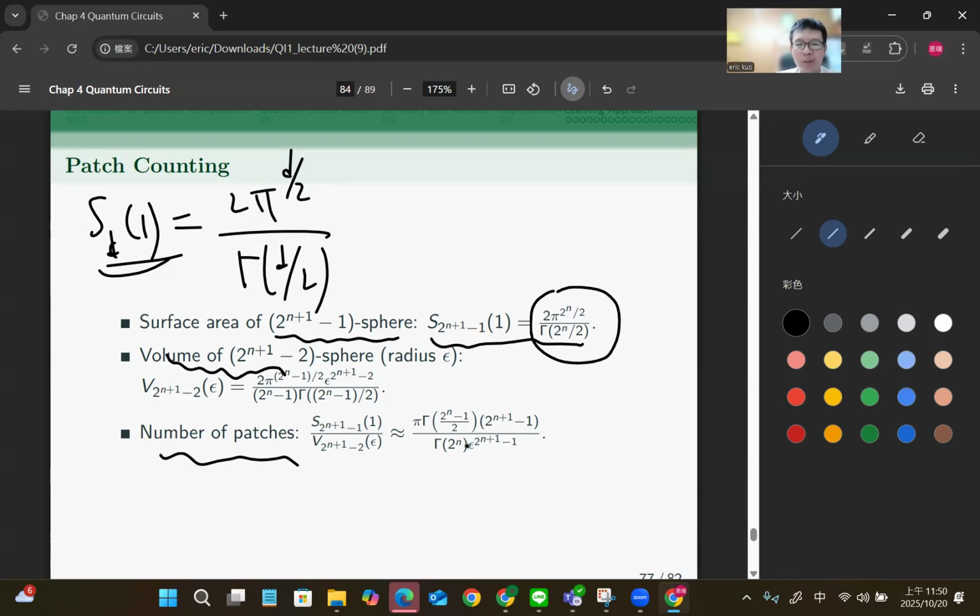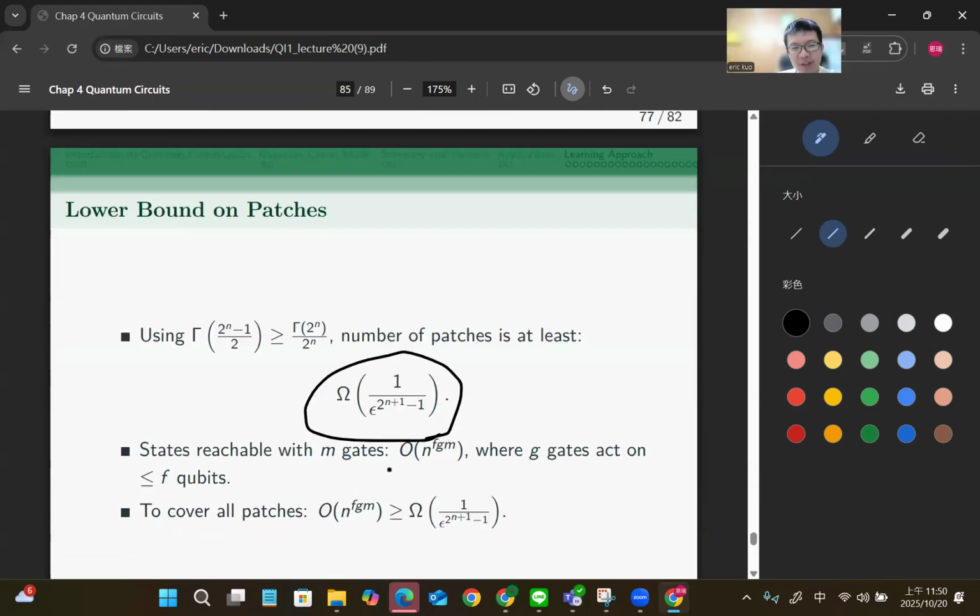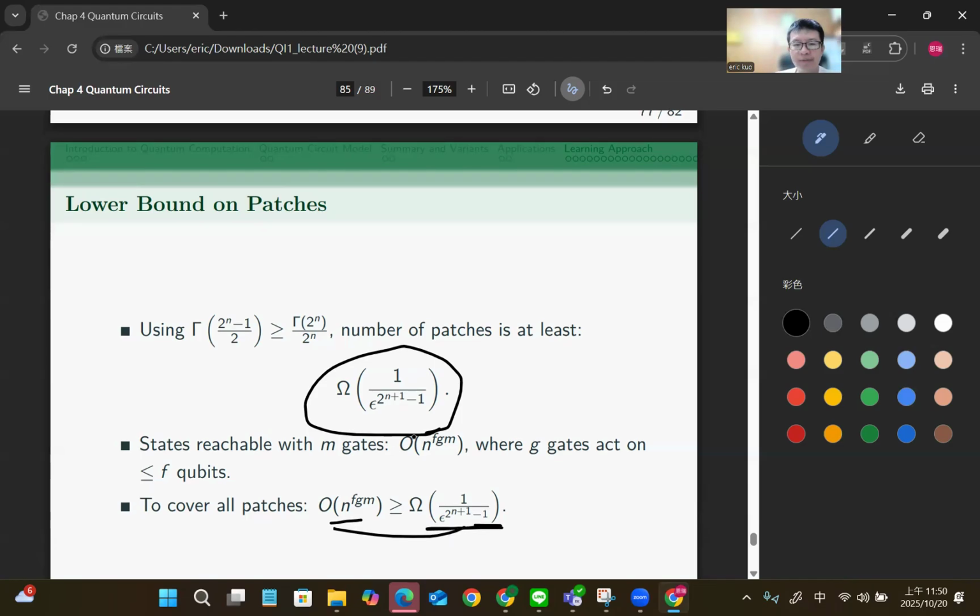The computation is technically difficult, but the only thing you need to know is that basically it's 1 over epsilon to the power 2 to the n plus 1 minus 1. Hopefully it's intuitive. This tells you that the number of patches increases exponentially. It's very large. That means the states reachable with M gates is at most n to the M. You need this to be greater than or equal to that, because this is all the states you have with epsilon resolution, and this is the states you can get using only M gates.